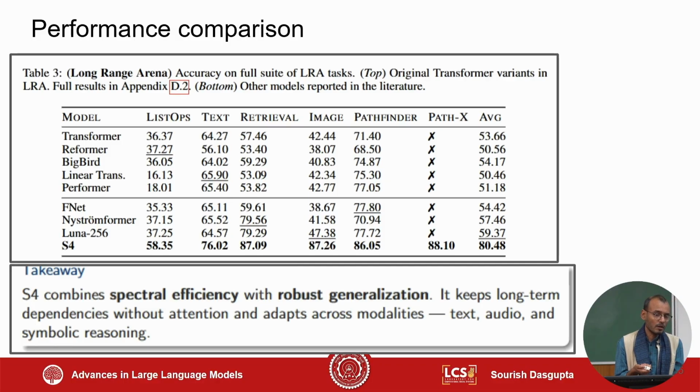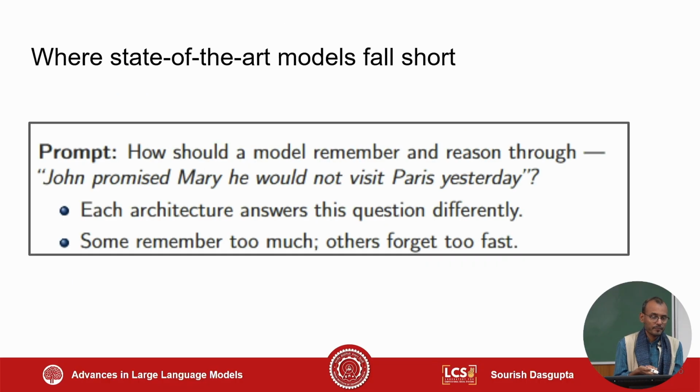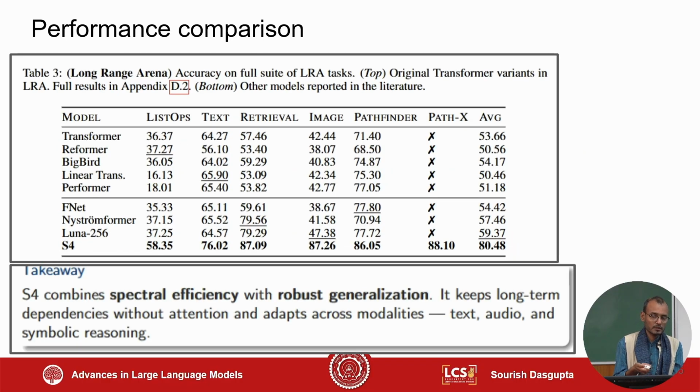And if you look at the long range arena performance, again, now this is more on the accuracy side of it. So you'll see that S4 is performing much better than many of these long context models like Big Bird, Reformer, linear transformers, and so on, right? And so that is sort of what we have for S4.